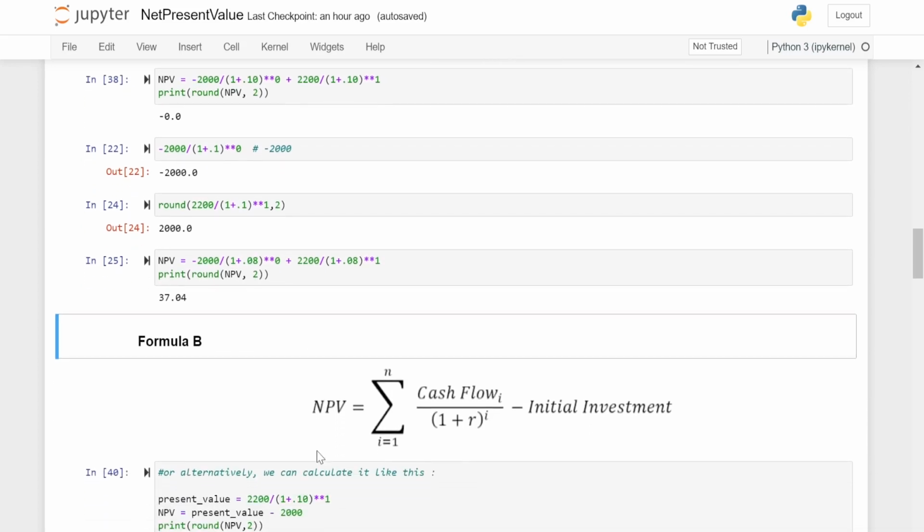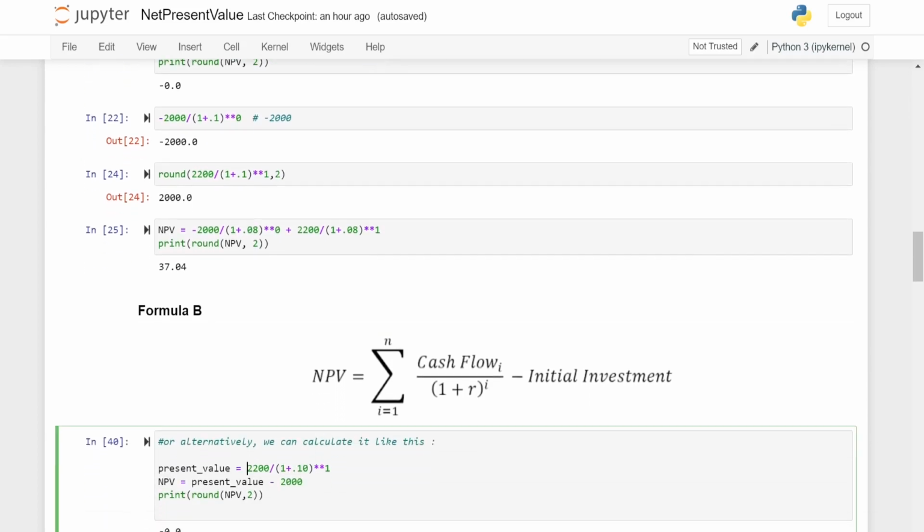So what will we do? Look, this is our period 1. So we are calculating present value for 10%. We are getting some amount, and then we will say, okay, that present value minus the initial investment. What is my initial investment? 2000. Then what will we get?